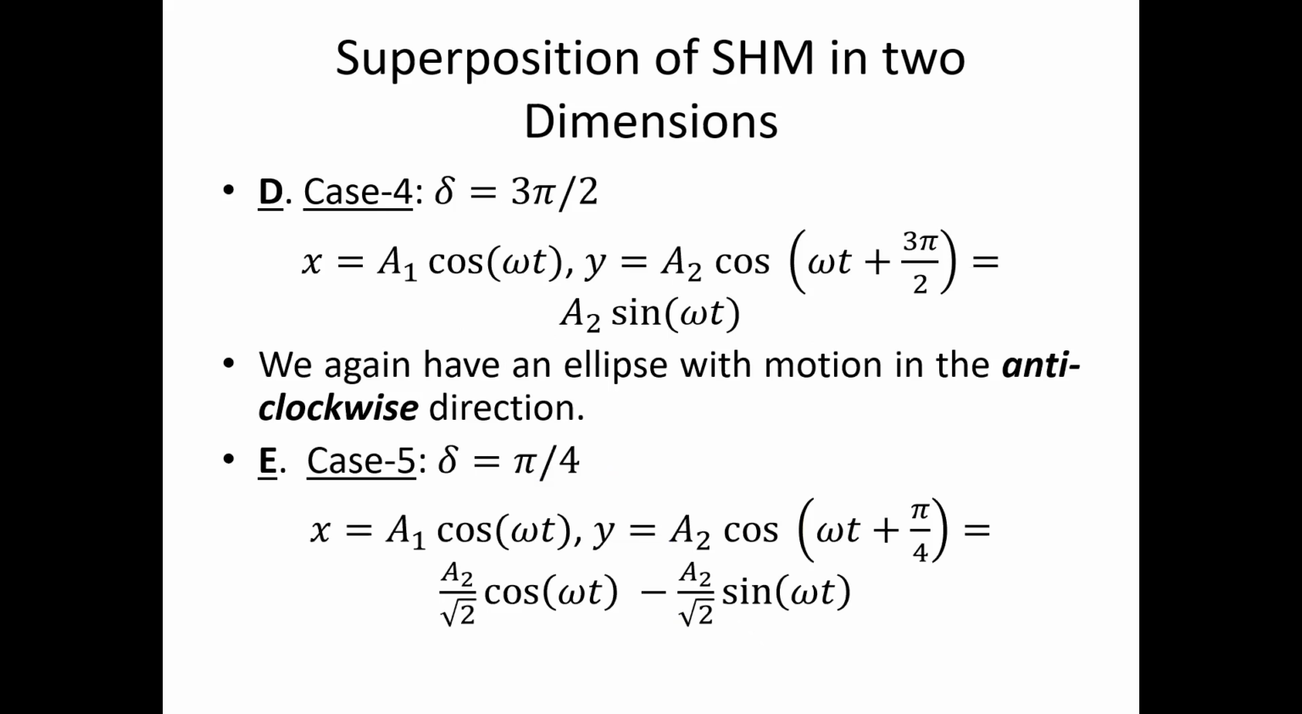The case delta equal to 3 pi over 2 is equivalent to delta equal to minus pi over 2 that we discussed before. And again, we have an ellipse with a motion in the anti-clockwise sense.